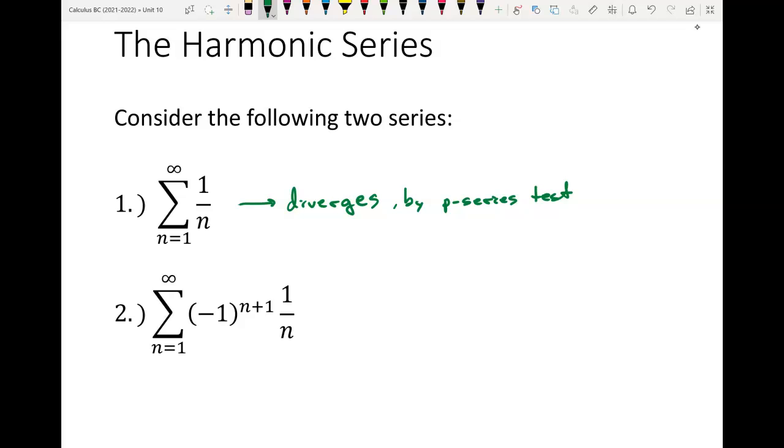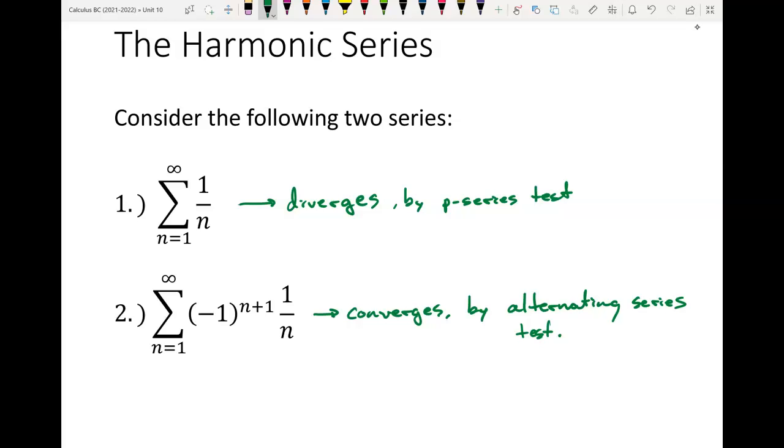But what did we just find out about this one? This is the first example we did. What did we just find out? That one converges. And that was by the alternating series test. What is the only difference between those two series? The alternator, that alternating component.